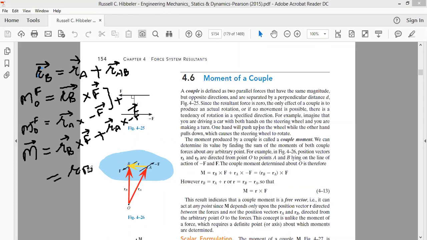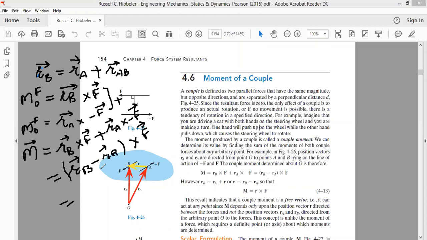This is the property of the vectors. We can write A cross B plus C cross A as this. With the help of the property, we can write this as (RB vector minus RA vector) cross product with force F. Because we know (A plus B) cross C is A cross C plus B cross C. So that's equal.